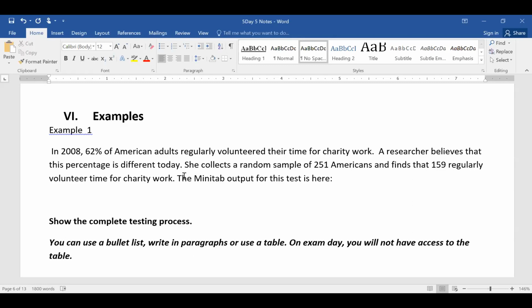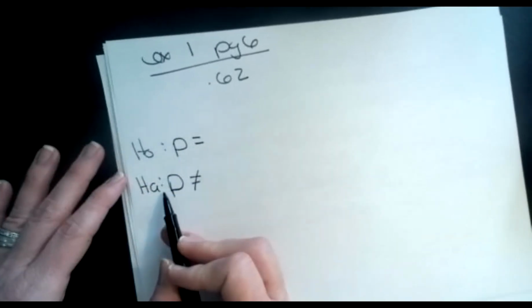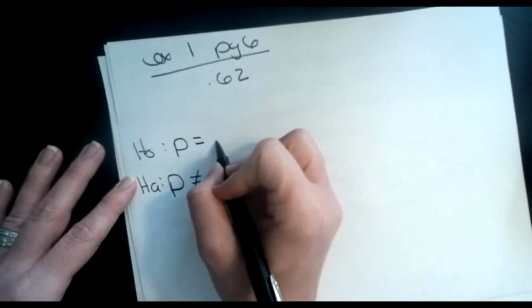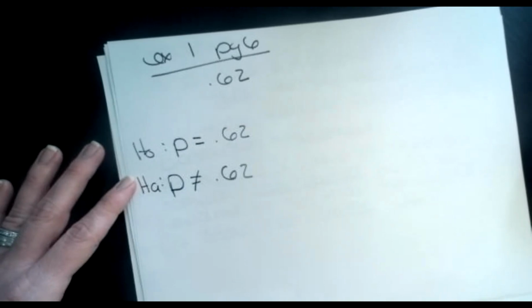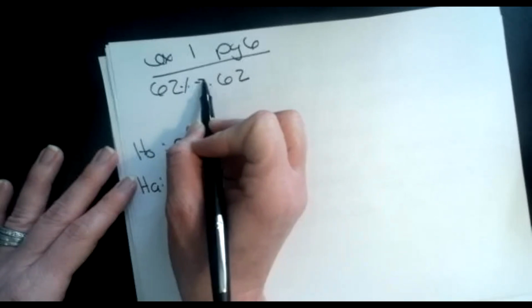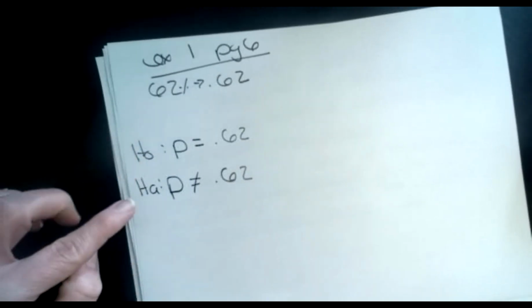So it's different today. Well, what's it different from? Well, it's different from what it said in 2008. So it's 62%. I'm going to write the 62% as, and I'm actually going to show you what I'm doing here. For my HA, it's 0.62, and my null is also 0.62. That was the 62% that was given, and I just wrote it as a decimal, 0.62. And that's my null and my alternative.